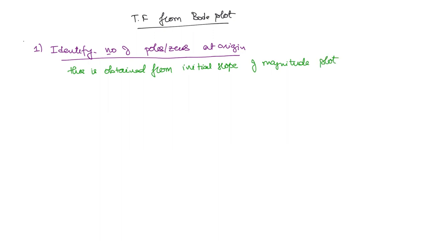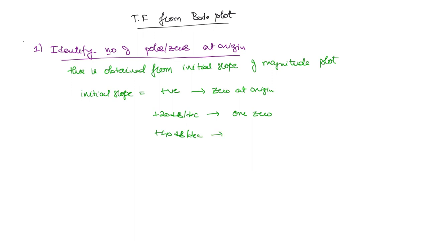If the initial slope is positive, that means it is increasing as frequency increases, then it means that it is a zero at the origin. But how many zeros? It will depend on the magnitude of slope. If it is plus 20 dB per decade, then there is 1 zero at origin. If it is plus 40 dB per decade, there are 2 zeros. So in general, if n zeros are present, the slope is going to be 20n dB per decade.